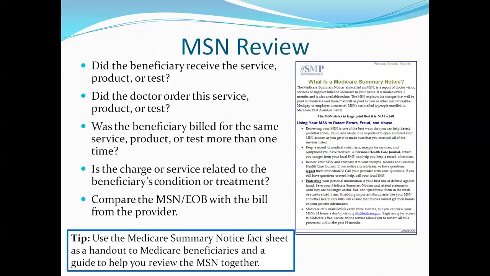So if you're sitting down with a beneficiary and you've got their explanation of benefits or Medicare Summary Notice and their bill, it's very good to look at both of those to see if they actually add up. Did the beneficiary receive the service? Did the doctor actually order this? Was the beneficiary billed the same? Is the charge or service related to the beneficiary's condition or treatment? It's very good to compare and contrast the bill from the provider.